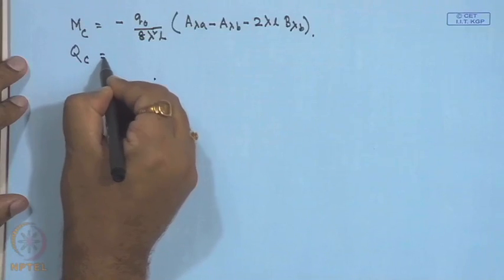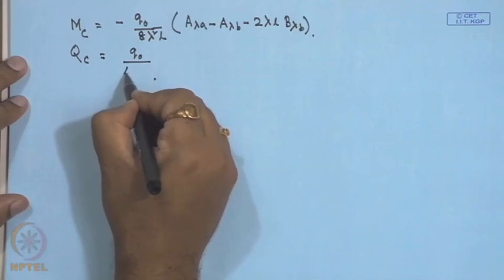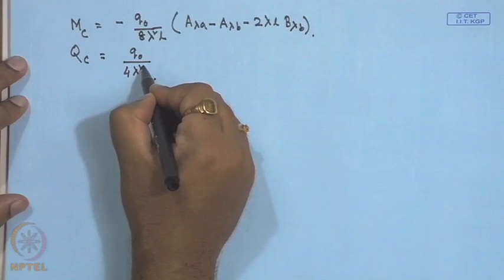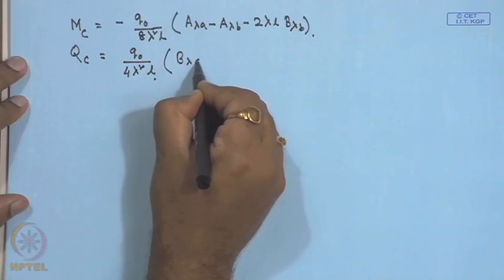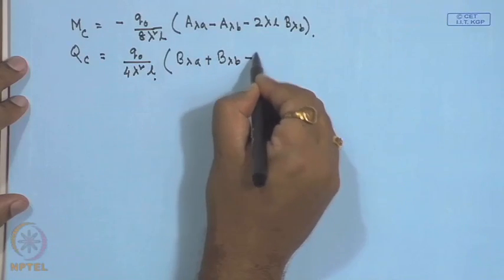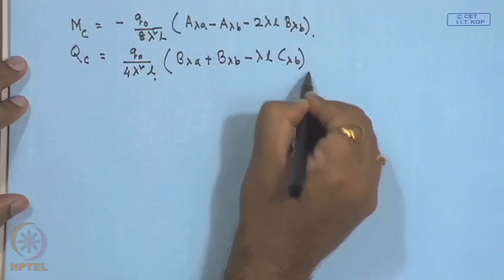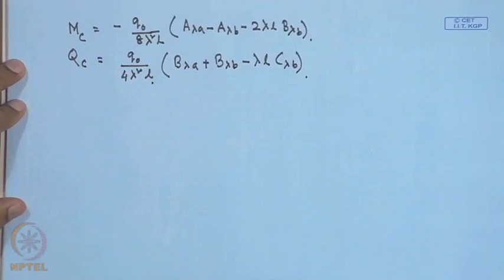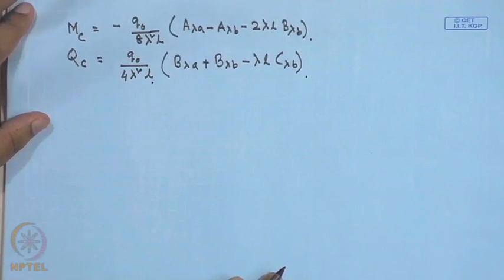Similarly, Q_C will be Q_0 divided by 4 lambda square L into B lambda A plus B lambda B minus lambda L C lambda B. So, these are the four expressions of the C: deflection, slope, bending moment and shear force.